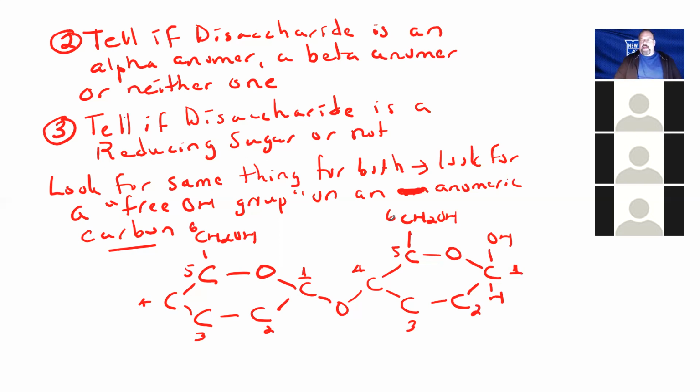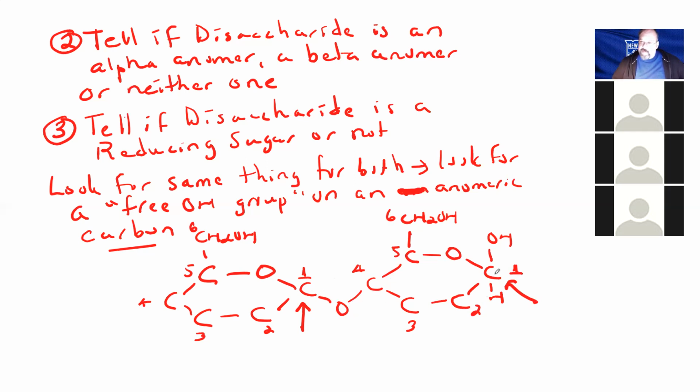This particular disaccharide has 2 anomeric carbons. Here's the first. That would be the anomeric carbon for the first monosaccharide. There's the second. That would be the anomeric carbon for the second monosaccharide. For the first monosaccharide, do you have a free OH on an anomeric carbon? No. The oxygen is involved in the linkage to the other monosaccharide. It doesn't exist as OH, it's involved in the ether group. So you don't have a free OH.